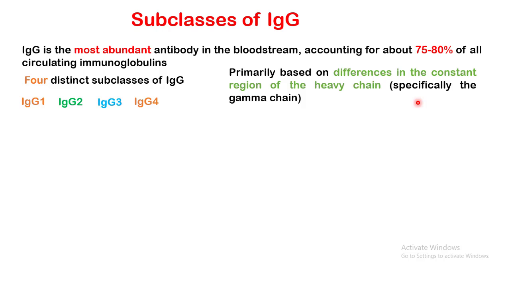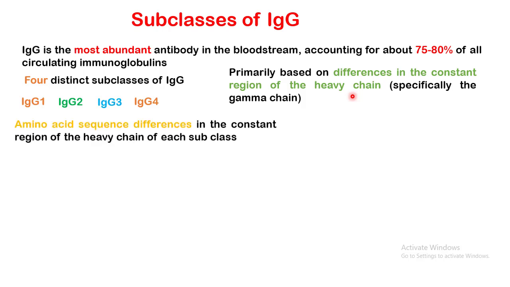So the subclasses of immunoglobulin G are based on differences in the constant region of the gamma heavy chains. You can see a variety of differences between the subclasses. One of the differences would be the differences in the amino acid sequence in the constant region of the heavy chain of each subclass. What that would mean is that there would be amino acid sequence differences in this class, in this class, in this class, and in this particular class.